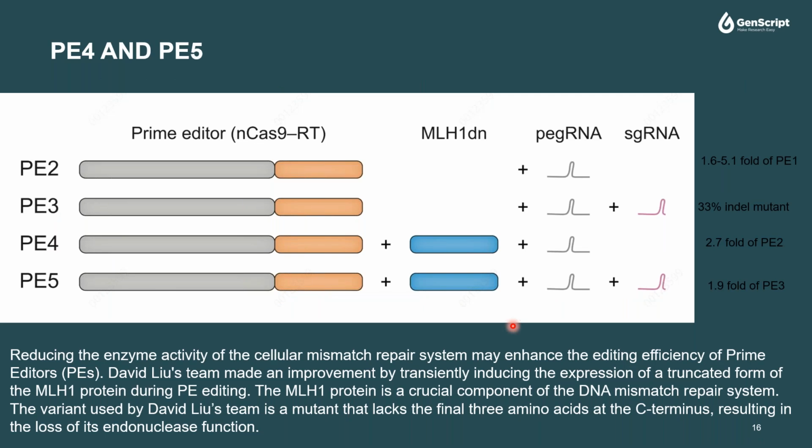On this basis, scientists discovered a self-repair pathway called MMR, mismatch repair, that affects gene editing efficiency. Therefore, David Liu's team further incorporated MLH1 dominant negative to inhibit the MMR pathway, which will be used with PE2, and this system is called PE4. And based on PE4, if we use the strategy of PE3 by adding another sgRNA into the system, we will have another prime editor, which is called PE5.